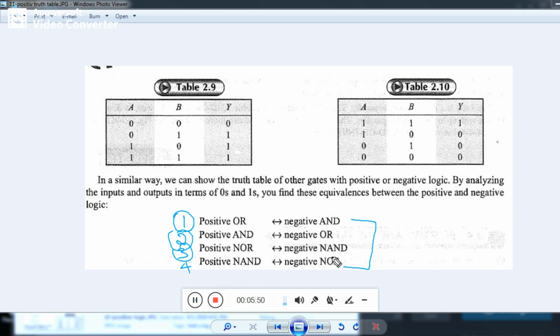So very important. These logic systems, these different logic levels, are used in different types of electronic design in order to reduce the complexity of the circuit.